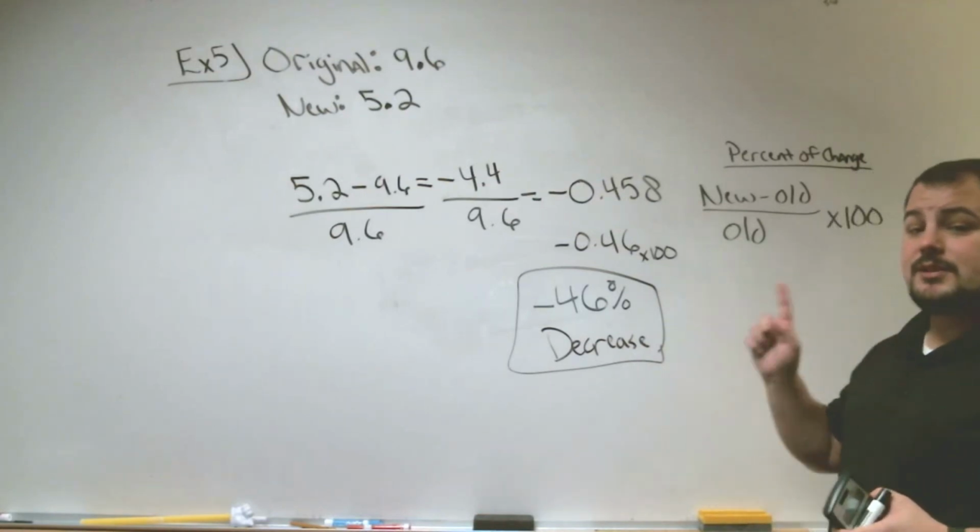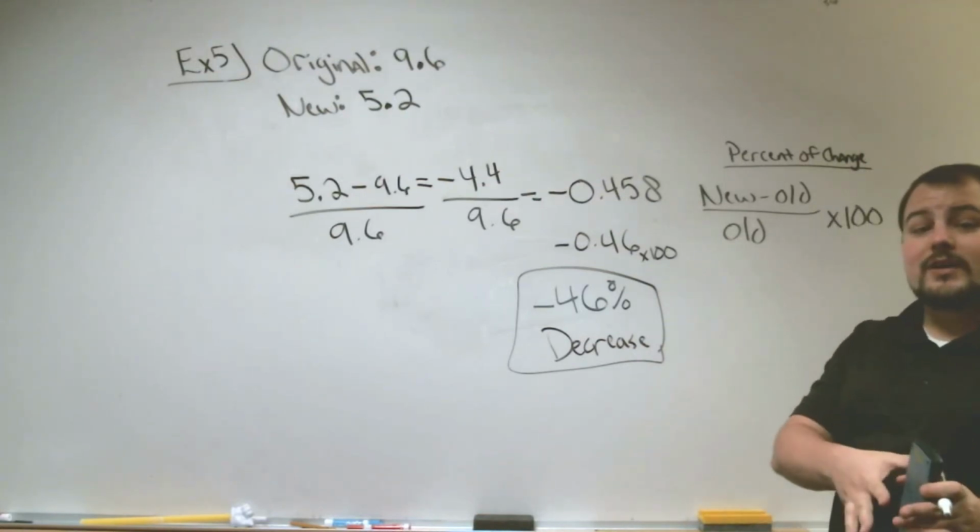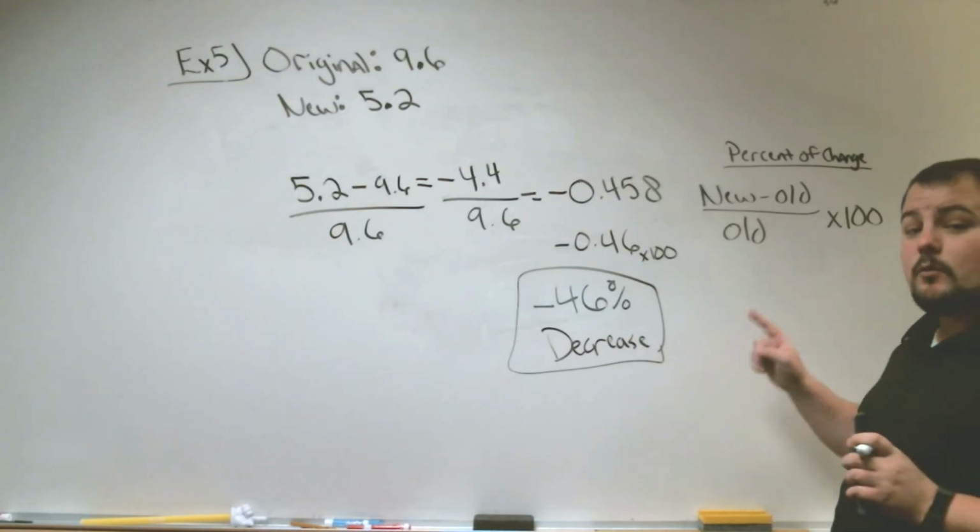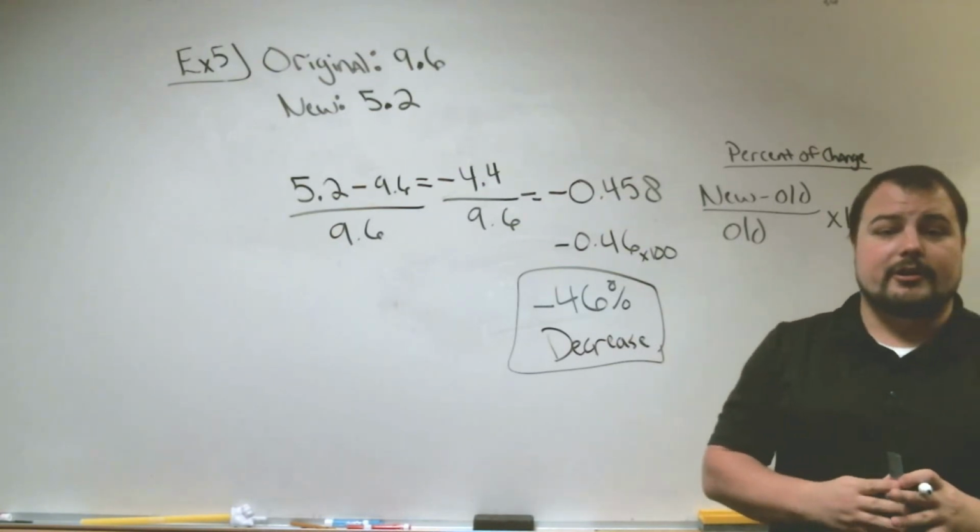Remember that percentage change when we take the new number minus the old. We divide it by the old. Once we have our decimal, we take our decimal and multiply by 100.